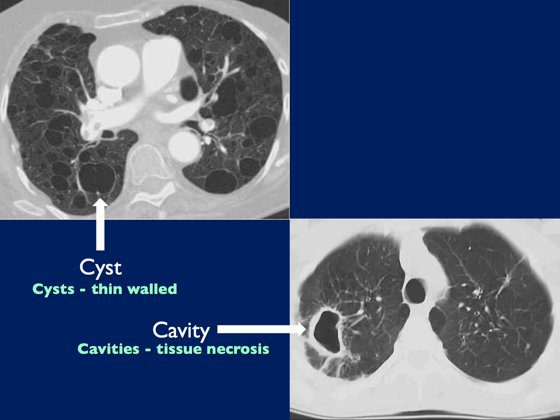On a CT scan, both cysts and cavities are easier to see and much more clear. The cysts are thin-walled, as you can see here, versus cavities, which are thicker-walled and happen in areas of tissue necrosis.